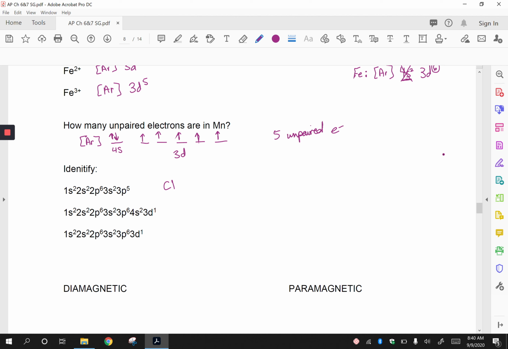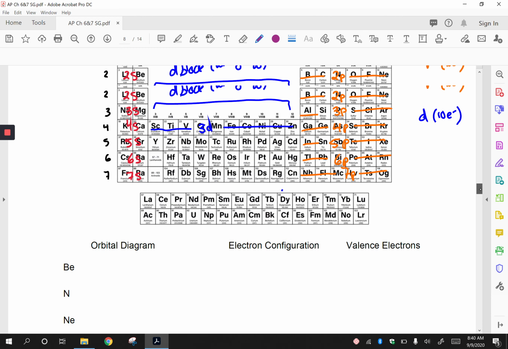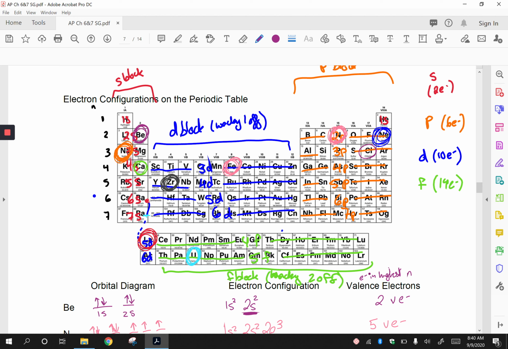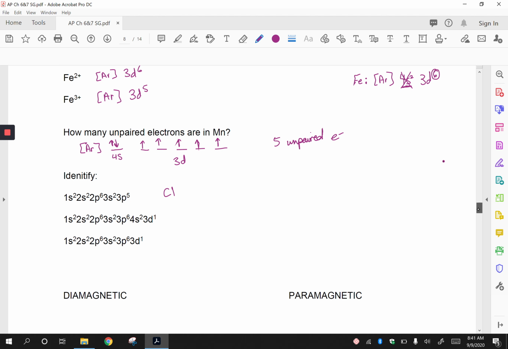Okay, how about this one? 1s2, 2s2, 2p6, 3s2, 3p6, 4s2, 3d1. Let's go back to our periodic table. 1s2, 2s2, 2p6, 3s2, 3p6, 4s2, 3d1. Is that where we stopped? That looks like it's scandium. Good. How about this one? 1s2, 2s2, 2p6, 3s2, 3p6, 3d1.